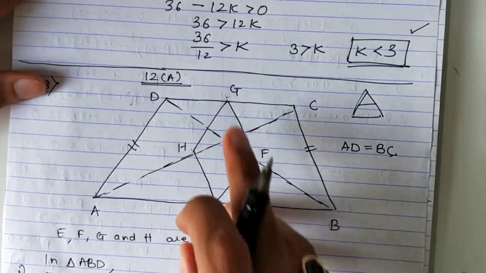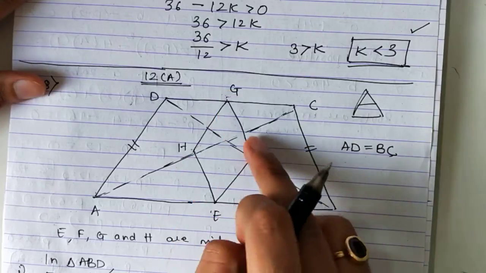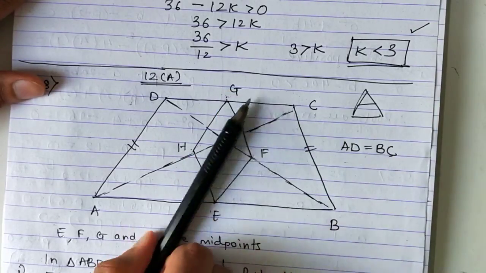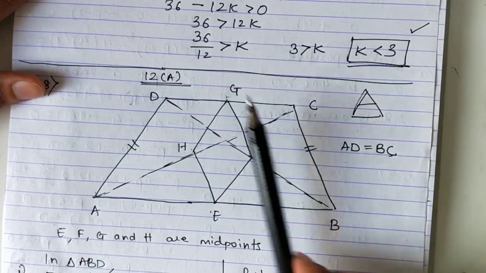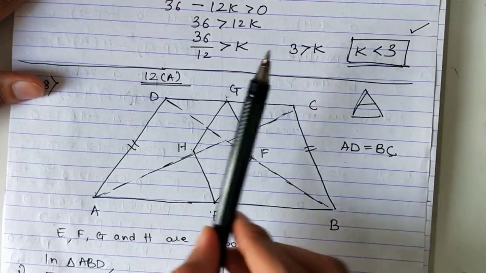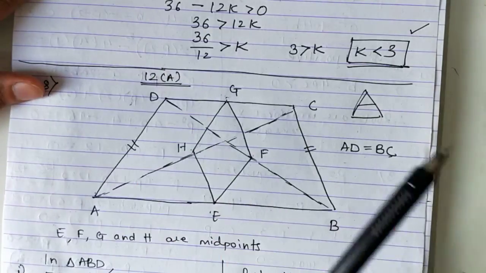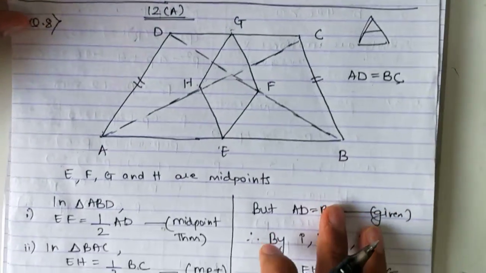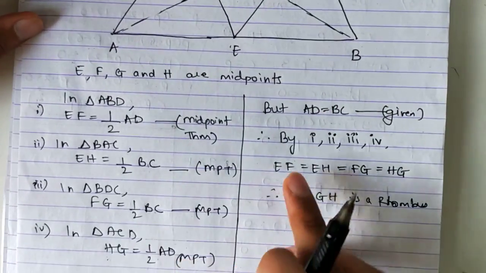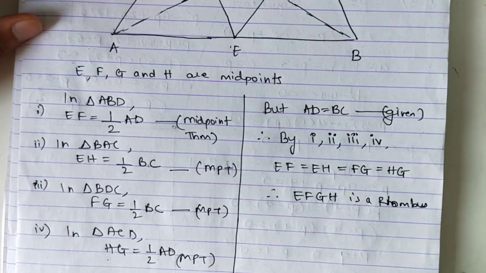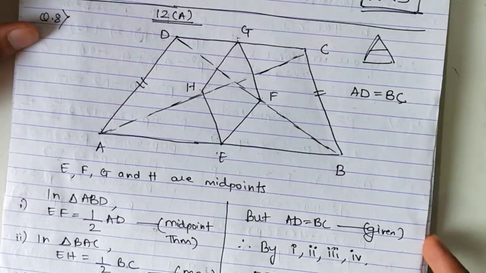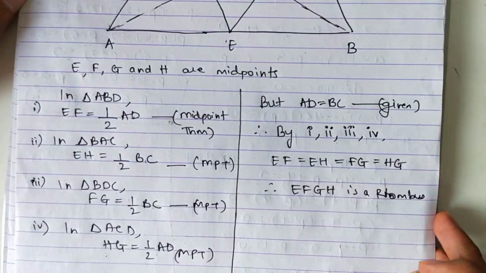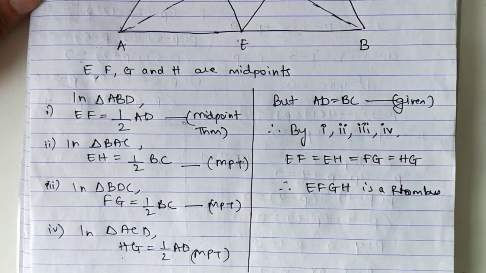How did I come to know? Because I had to prove these four sides equal. One side I took, that this side is half of this side. Here this side is half of this. Here GF is half of BC. Here HG is half of AD. This is how I applied the midpoint theorem four times, and then I got that EFGH is a rhombus. Okay, draw the diagram and then pause the video and copy the solution with statements.